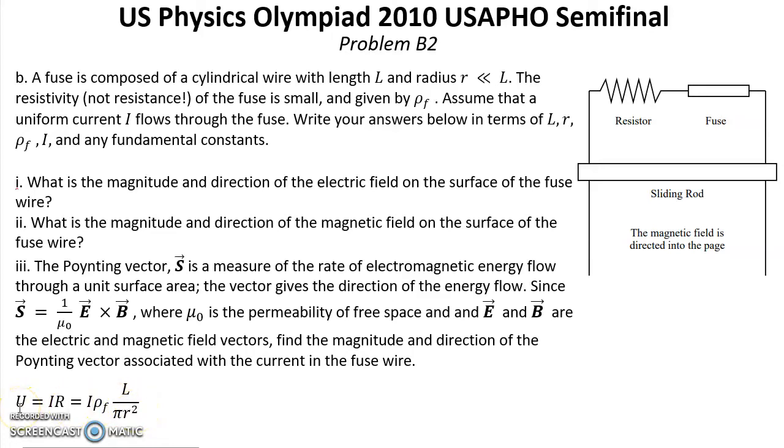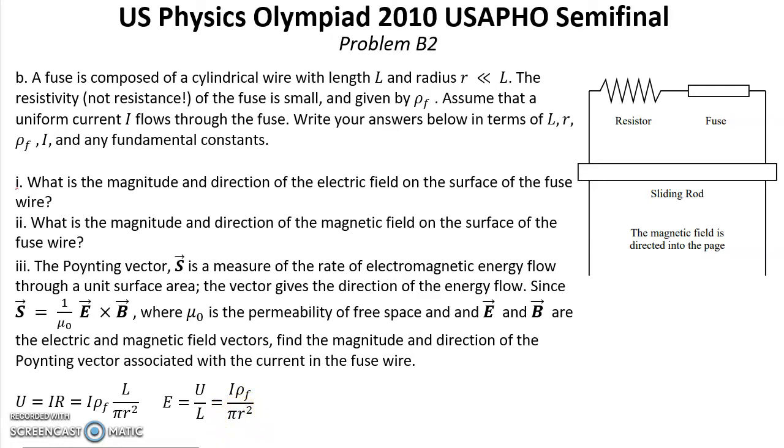And from this formula we can find what the electric field is. That will be the potential difference divided by length. And finally we have the electric field equal to the current multiplied by the resistivity of this fuse and divided by pi r squared.